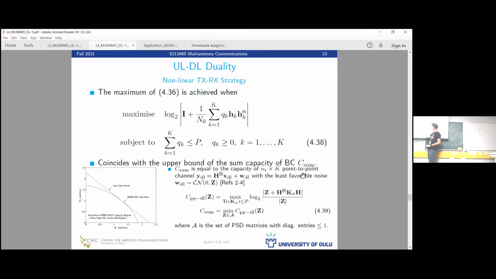But then we should also find the worst possible Z that minimizes this. So we have a max-min problem. It's somewhat complicated to solve, but it's solvable. One heuristic solution is to alternate between these two. It's not guaranteed to converge, but quite often converges to the optimum, but it's not guaranteed.